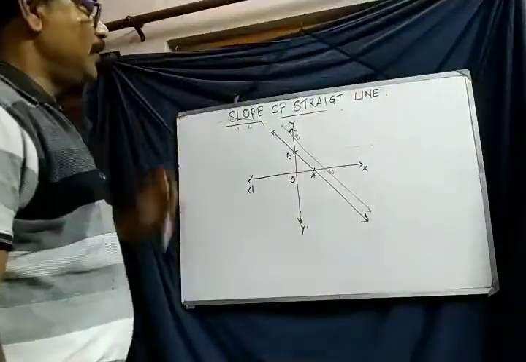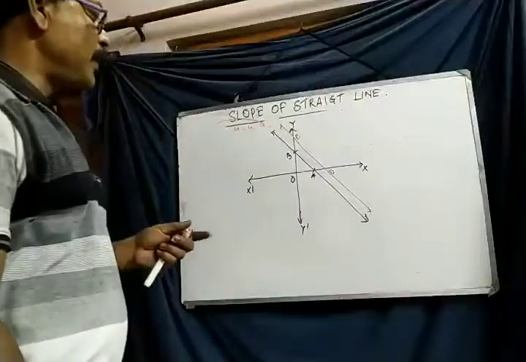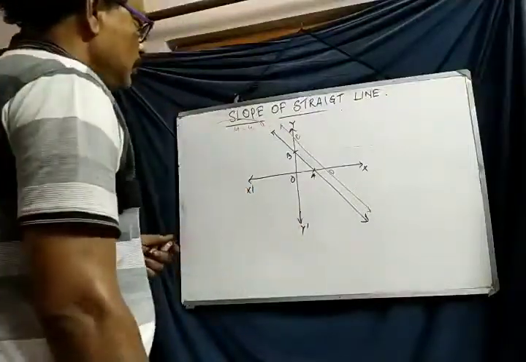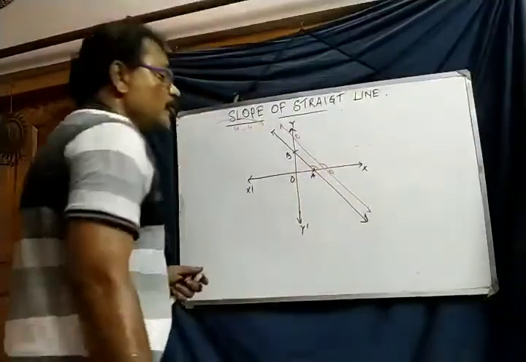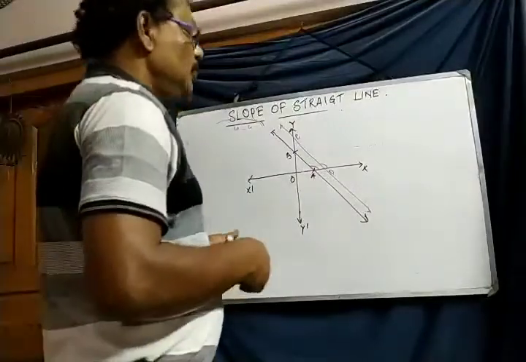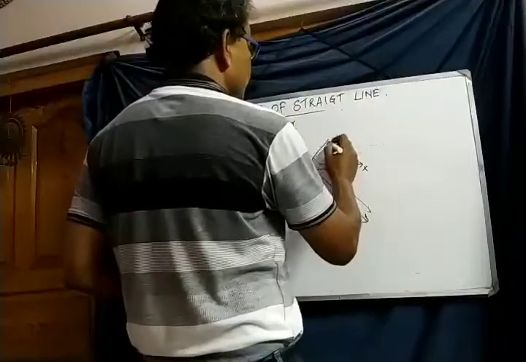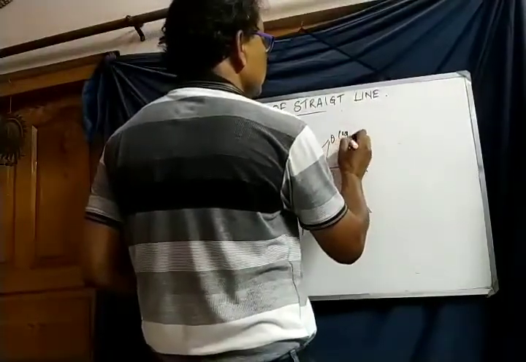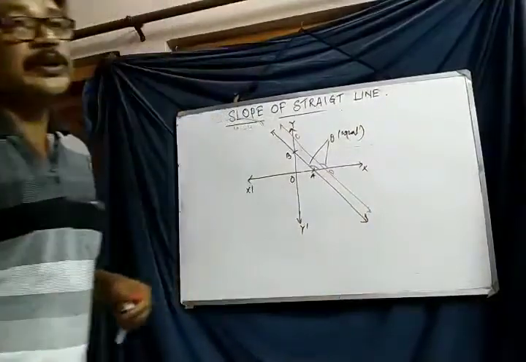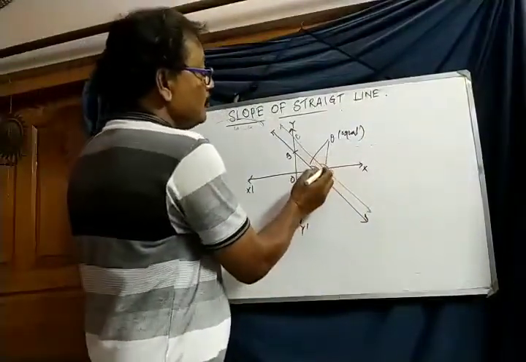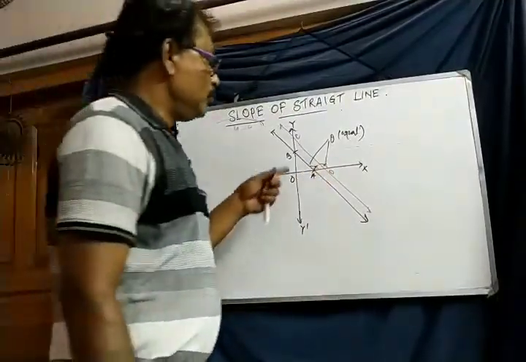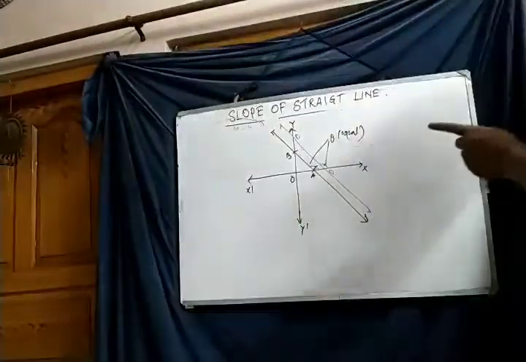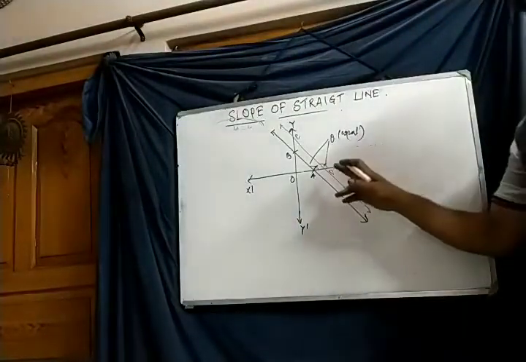Again, watch the figure. The red straight line is parallel to the black straight line. Therefore, this angle and that angle are corresponding angles, so both are equal to theta. Both angles are called angle of inclination because they are formed with the positive direction of x-axis. So both angles can be treated as theta.